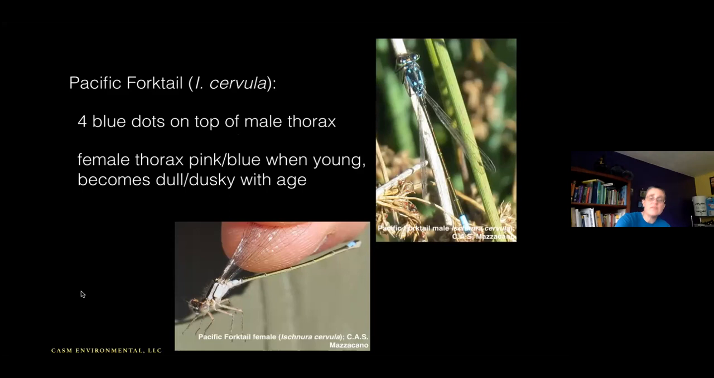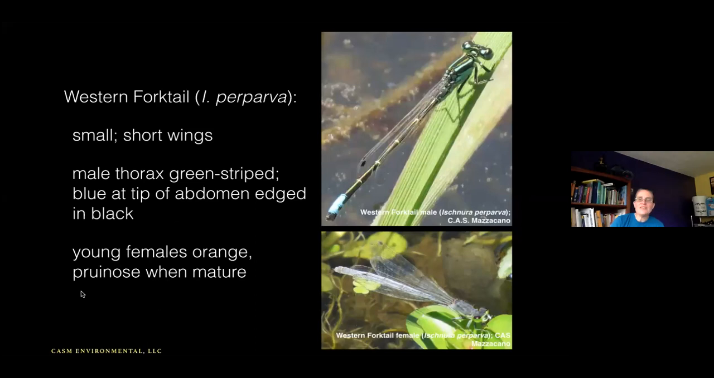And you can see that that female damsel is being held by the wings close to the body, the same way that you would hold a dragonfly. Western forktails are little, they're tiny, they have funny, stubby, stumpy little bodies, and you are far more likely to see a female than a male. They're very pretty. The males have very green eye spots and thorax. Again, a dark abdomen with blue at the tip.